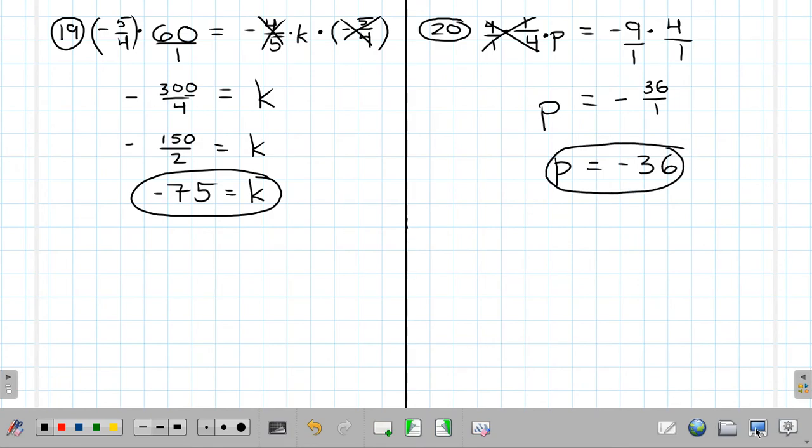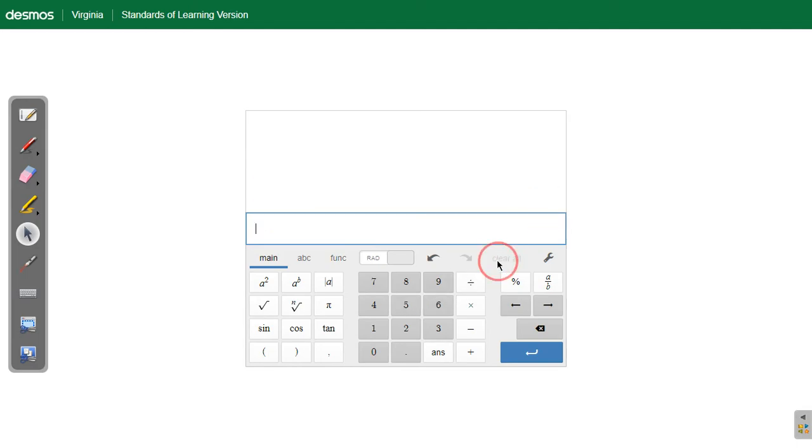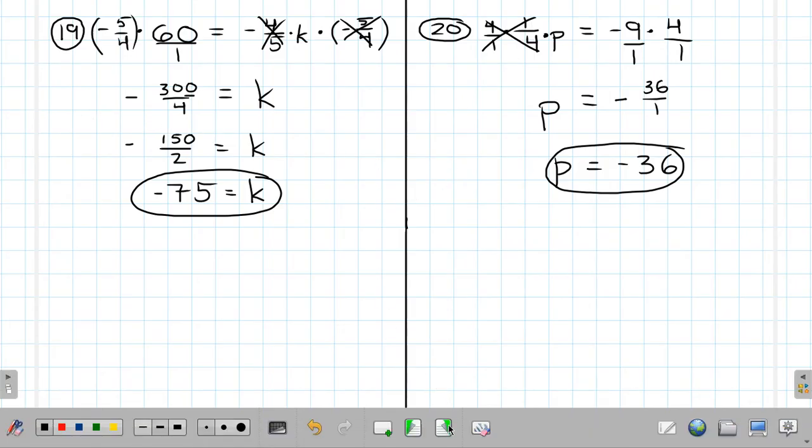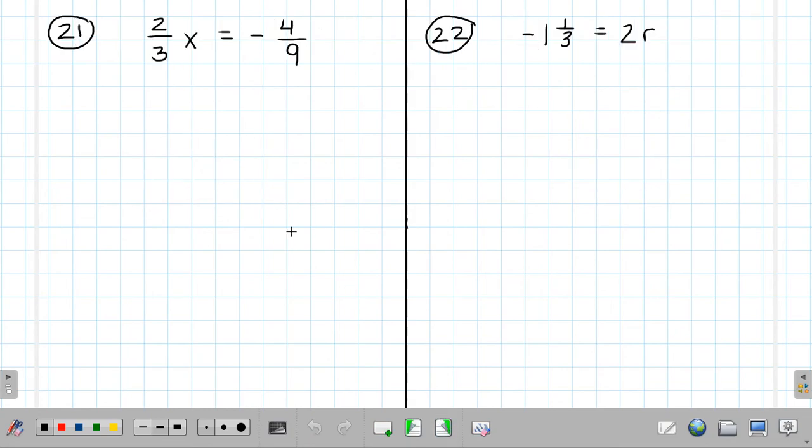Same kind of thing here. If you look at the calculator, you would have negative 9 divided by 1/4, which is negative 36. Same thing, negative 9 times, in this case, 4 over 1 is negative 36. Okay. But then, well, this one's still pretty straightforward. In this case, though, we will get a fraction as an answer, just the way it works out.